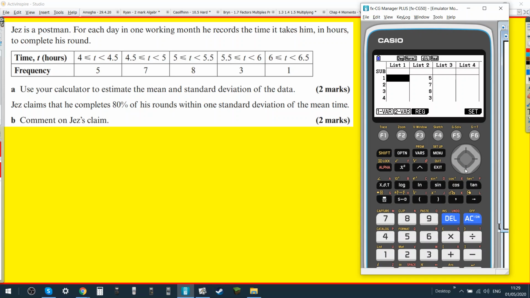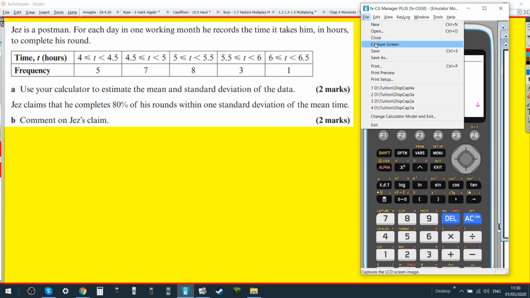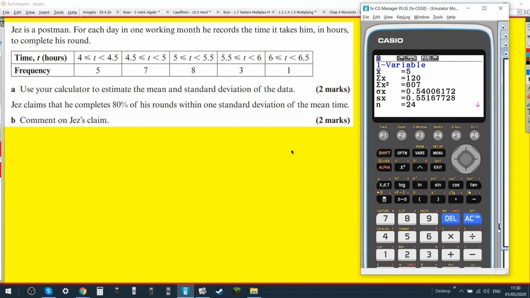Yeah. So, what would you put in for the first time? 4.25. Yeah. So 4.75, 5.25, 5.75, 6.25, and one variable. That's what it looks like. Okay, how do we do part B?